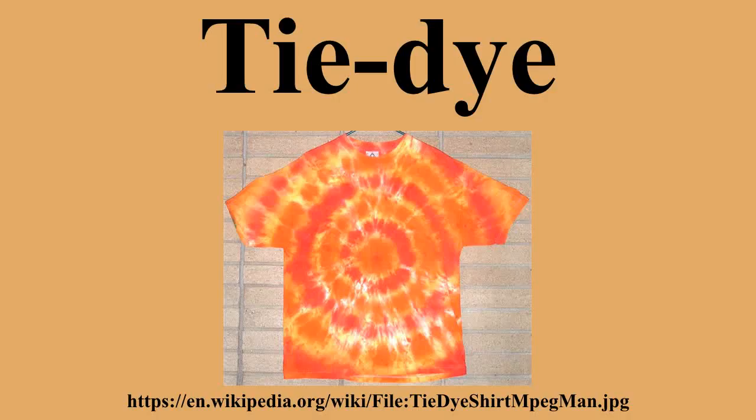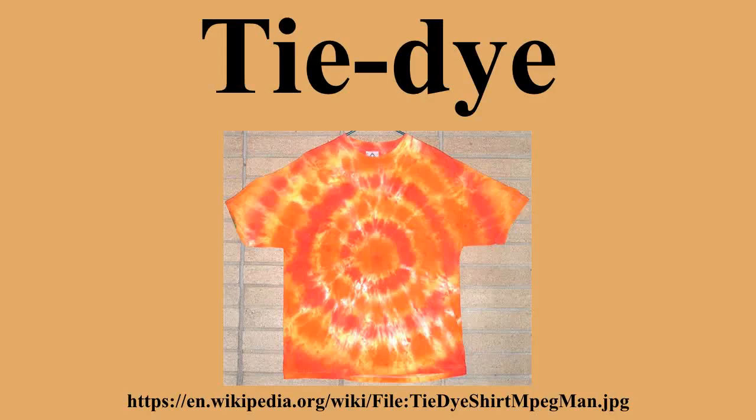Tie-dye is a modern term invented in the mid-1960s in the United States for a set of ancient resist dyeing techniques, and for the products of these processes. The process of tie-dye typically consists of folding, twisting, pleating, or crumpling fabric or garment and binding with string or rubber bands, followed by application of dye.